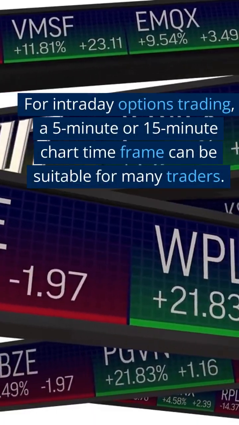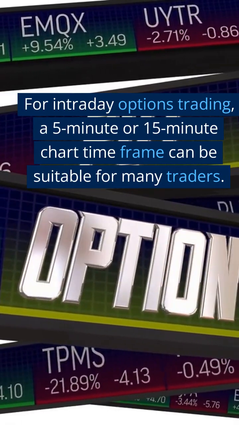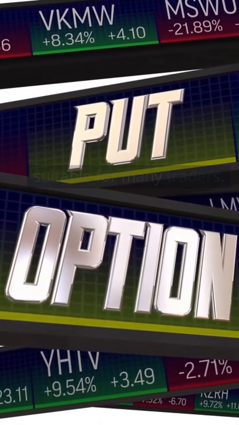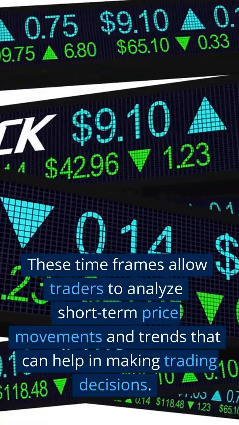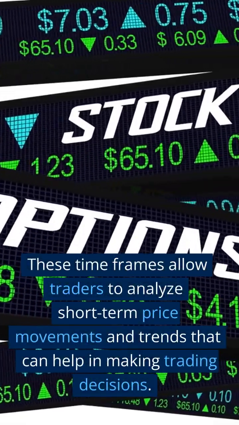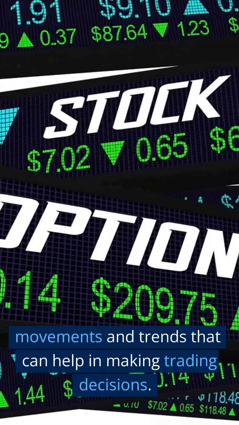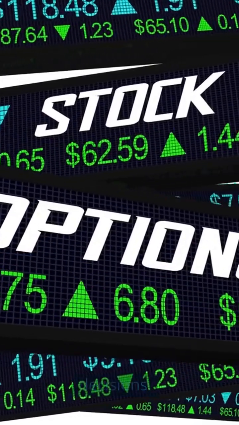For intraday option trading, a 5 minutes or 15 minute chart time frame can be suitable for many traders. These 5 minutes and 15 minutes time frames allow traders to analyze short-term price movements and trends that can help in making trading decisions.